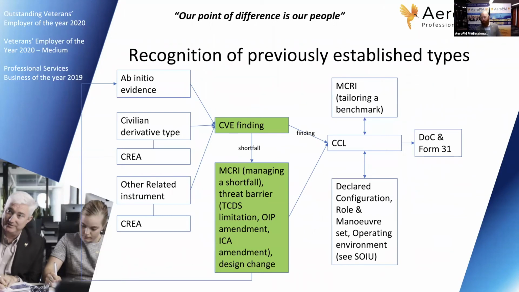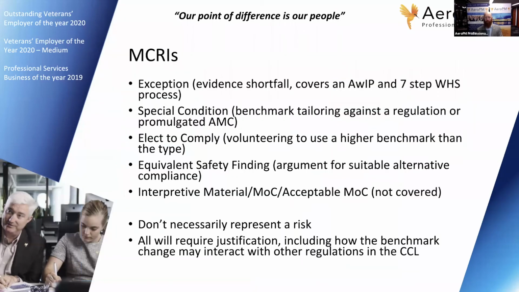Okay, so we've had a look at some previously existing types. We've gone through and done some analysis to work out how much we can use them. Now, what are our outcomes and what do we do with some of the gaps? Right, the MCRE, a military certification review item. So there's 5 different types there. I'll let you read through them real quick.